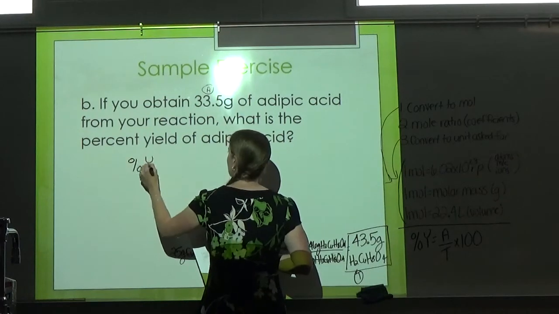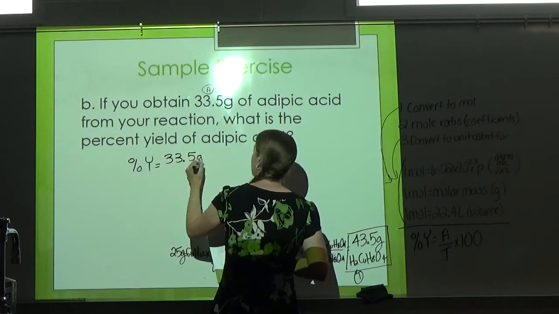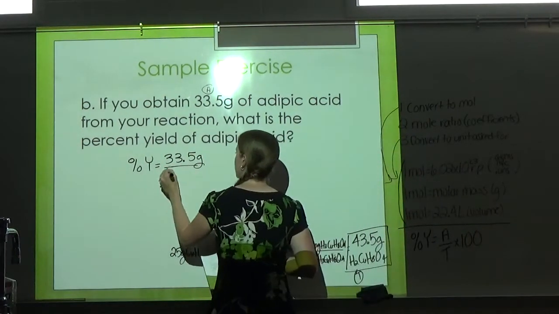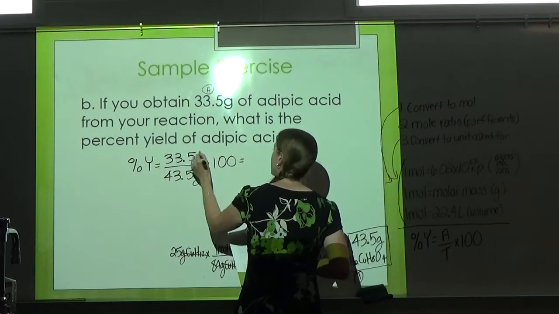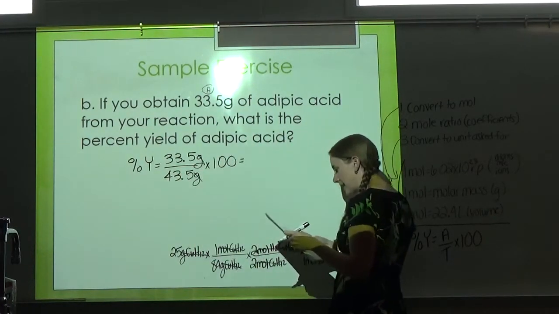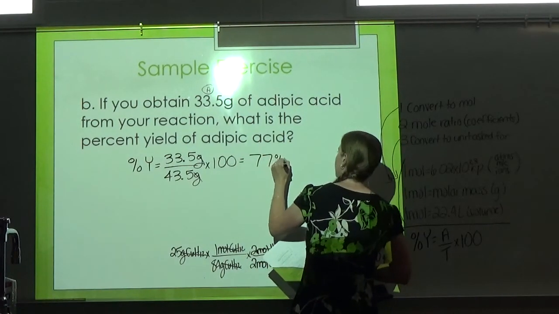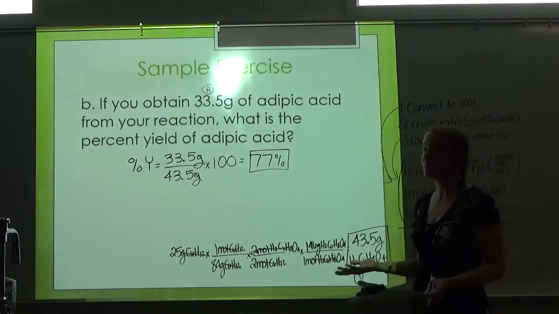So percent yield is my actual, which is 33.5 grams, divided by my theoretical, which is 43.5 grams, times 100 to make it a percentage. The grams cancel, and so once I solved, I ended up getting about 77%. So we made about 77% of what we should have.